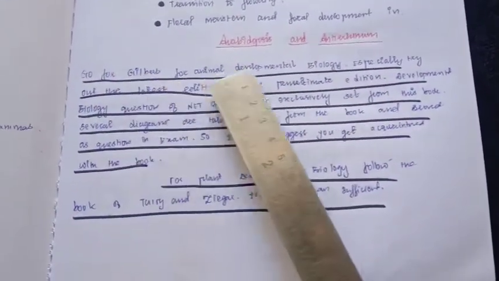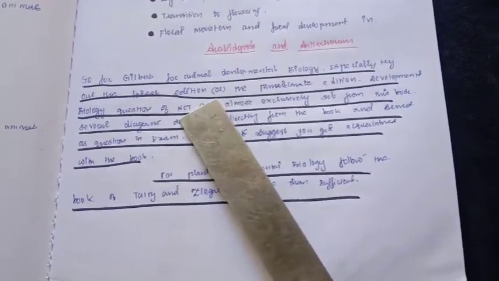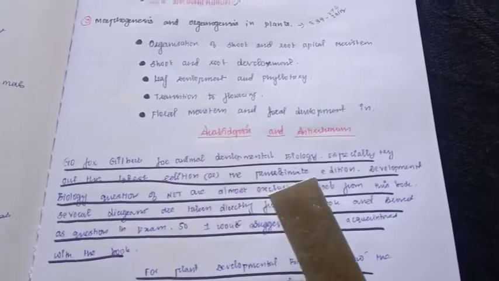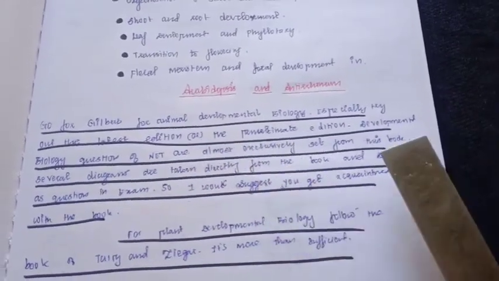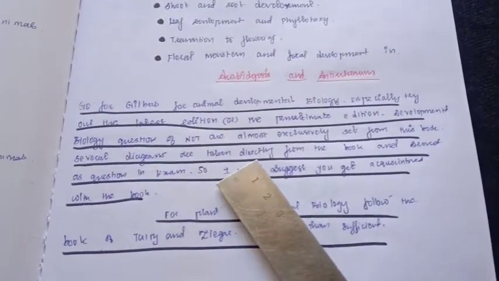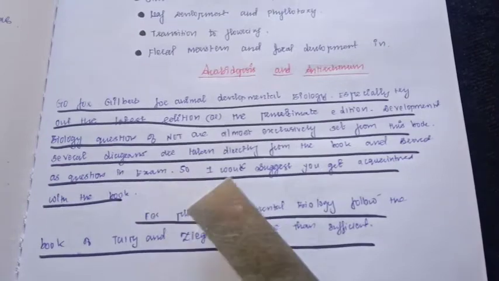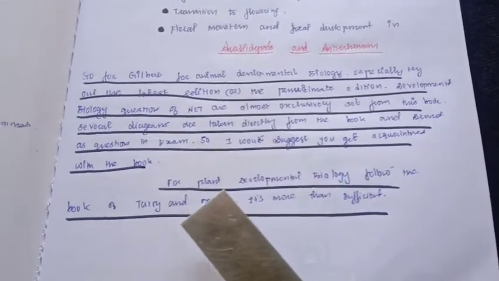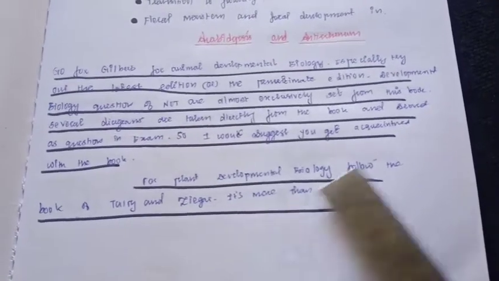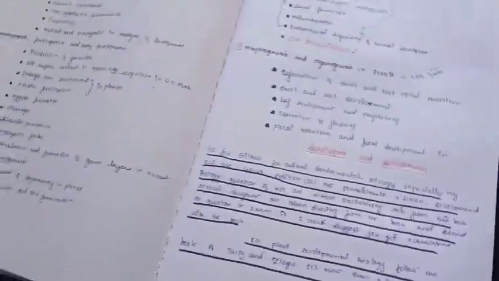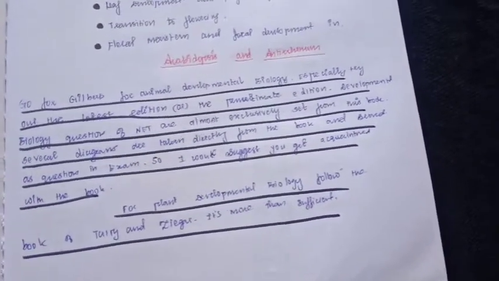Go for Gilbert for animal developmental biology, especially try the latest edition. Developmental biology questions of NET are almost exclusively set from this book. Several diagrams are taken directly from the book and several questions are asked in the exam. So I would suggest you get acquainted with the book. For plant developmental biology, follow the book by Taiz and Zeiger. It is sufficient.